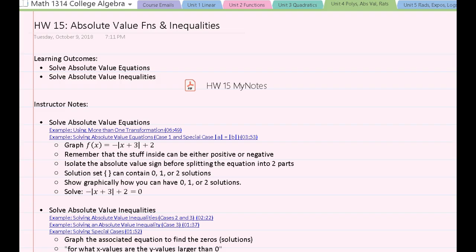Let's begin by graphing the function f of x is equal to negative absolute value of the quantity x plus 3, plus 2. First, we need to recall the parent function graph of absolute value as well as our transformations. We know that the absolute value function is a V-shaped graph with the vertex at the origin. The transformations include the following.